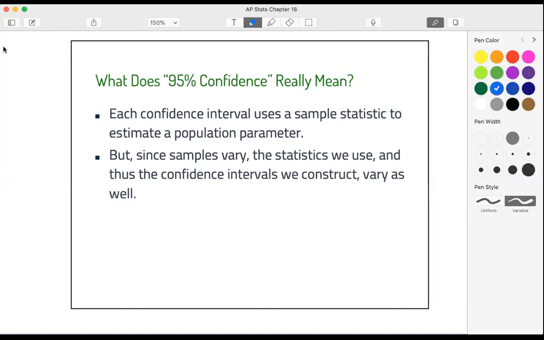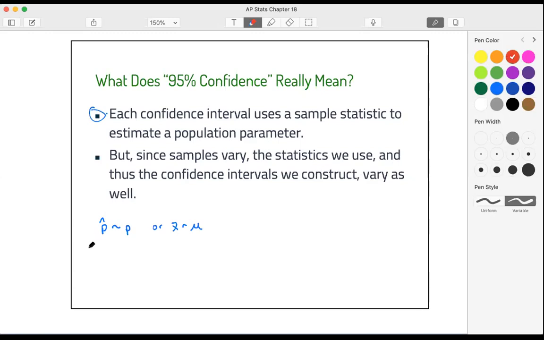So what does 95% confidence really mean? Each confidence interval uses a sample statistic to estimate a population parameter. In reality, for this bullet point, we're going to use our p hat to approximate population proportion p. And later on, we're going to see we can use x bar to approximate mu, our population mean. Now, since samples vary, the statistics we use, and thus the confidence intervals we construct, will vary as well.